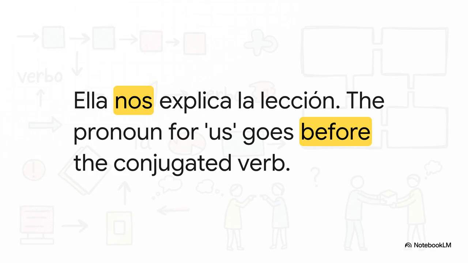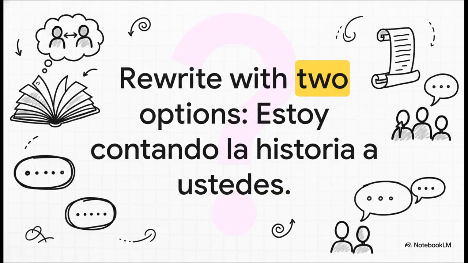That's it. It's a simple sentence with one conjugated verb, explica. So the pronoun for to us just goes right before it. Ella nos explica. Perfect. All right, let's try a slightly tougher one. Estoy contando la historia a ustedes. I am telling the story to you all. How would you rewrite this using the right pronoun?